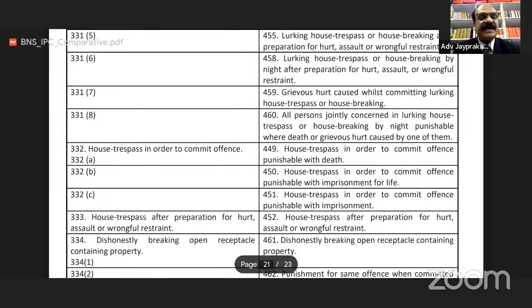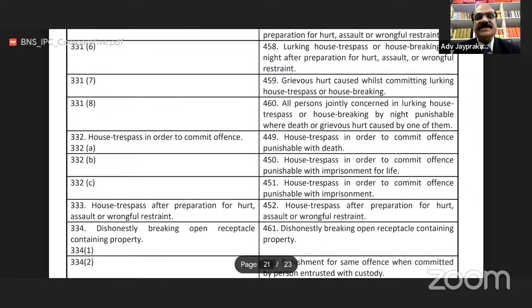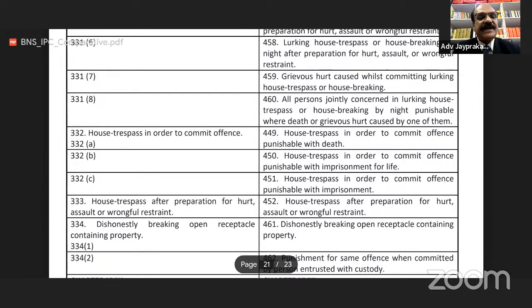BNS section 331(7), grievous hurt caused while committing lurking house trespass or housebreaking. Its corresponding section was in IPC 459. BNS section 331(8).